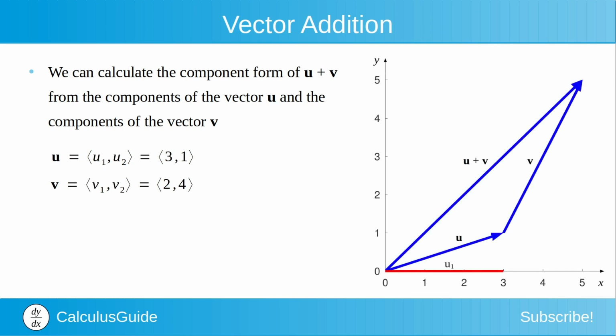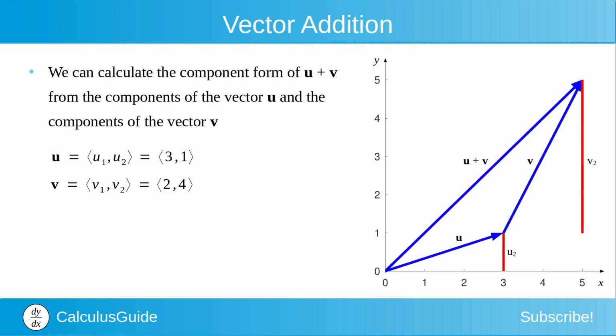u1 is the horizontal component of the vector u, and u2 is the vertical component of the vector u. v1 is the horizontal component of the vector v, and v2 is the vertical component of the vector v. We can see to the right that if we add u1 to v1, that will give us the horizontal component of the resultant vector u plus v.